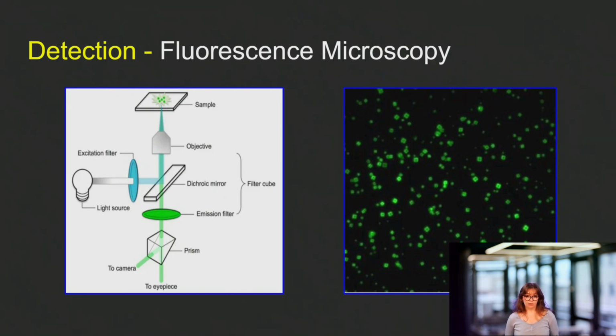We can do this by using the filter cube, and then as the light goes through the emission filter, all that we're going to be able to see from the eyepiece is the fluorescence. This is going to look like the image on the right, which is cells that have been tagged with GFP and visualized using fluorescence microscopy.